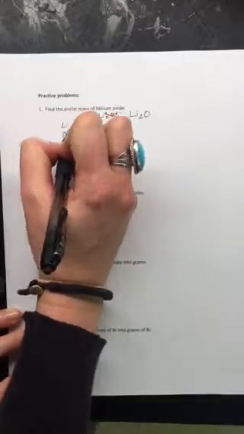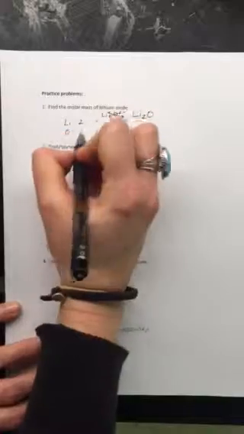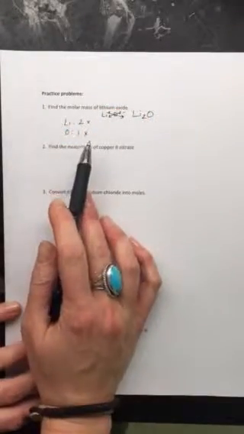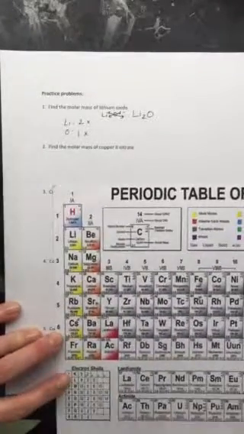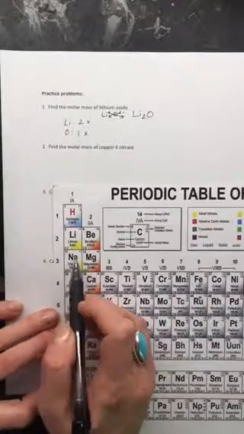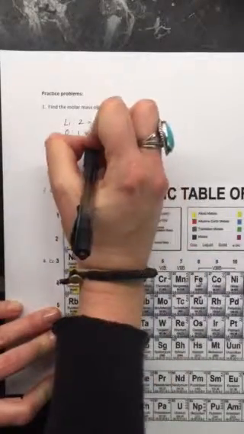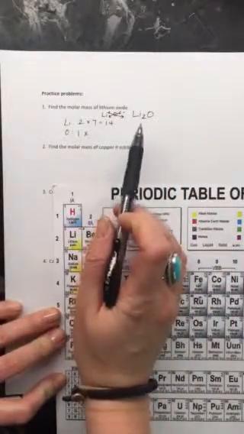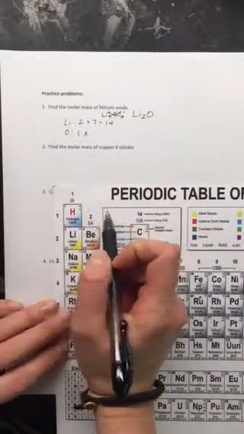Okay, so now we're going to list out what we've got. We've got lithium here and oxygen. Okay, now I need to count up how many of each that I have. So I have 2 lithium and I have 1 oxygen. We're going to multiply that by the molar mass of each of these. So we look up lithium. Its mass is 6.9. We're going to round that to 7. 2 times 7 is 14. So the total mass of lithium in this compound is 14.